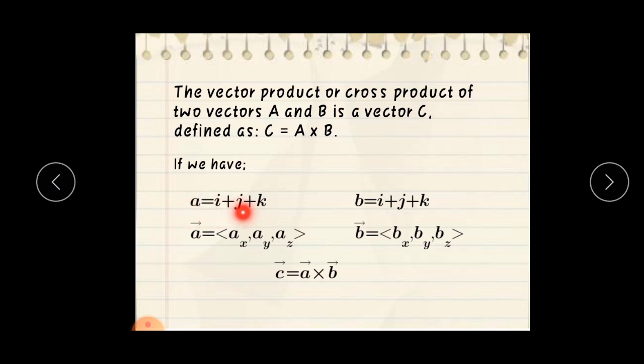If we have A is equal to i plus j plus k, the components of vector A are A sub x, A sub y, and A sub z. If we have the vector B is equal to i plus j plus k, the components of vector B are B sub x, B sub y, and B sub z. And the vector C is equal to the vector product of A and B.